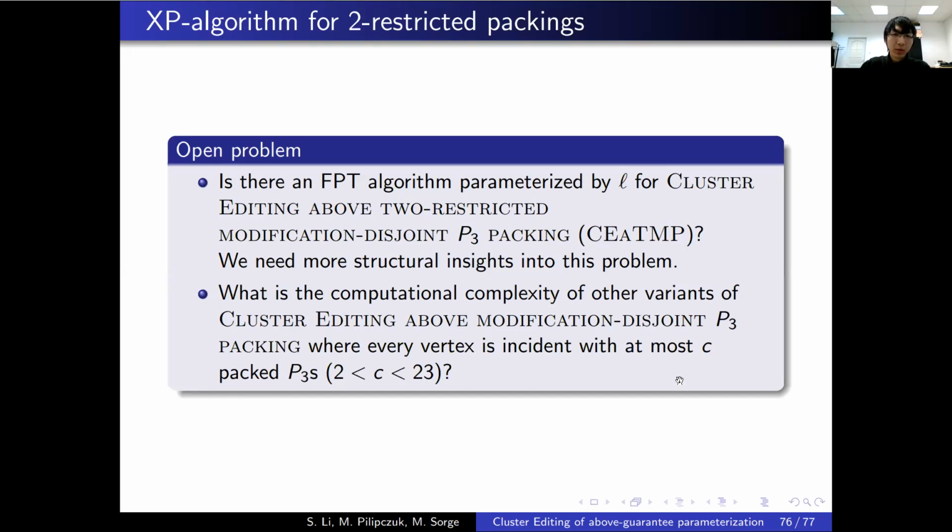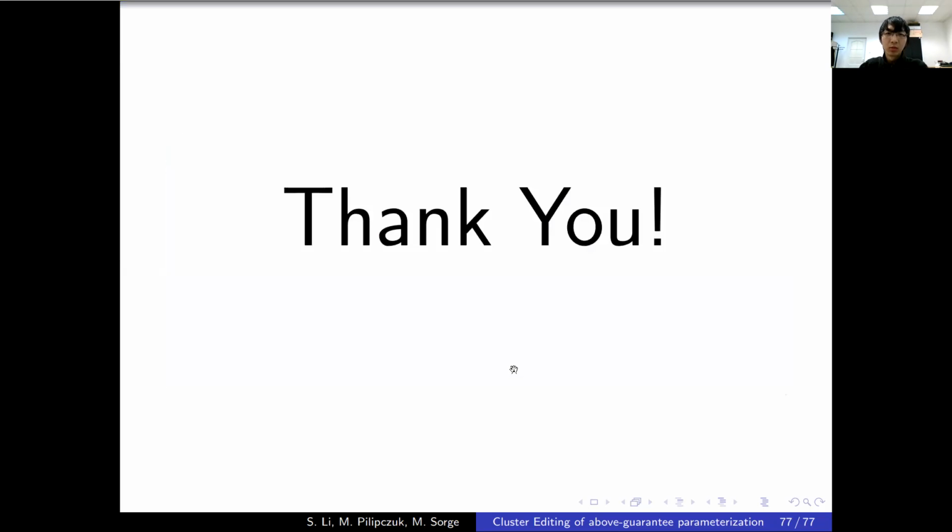The second problem is what is the computational complexity of other variants of cluster editing above modification-disjoint P3 packing, where every vertex is incident with at most C packed P3s, where C is larger than 2, but smaller than 23. Okay, maybe some people are interested in this problem. That's all. Thank you.